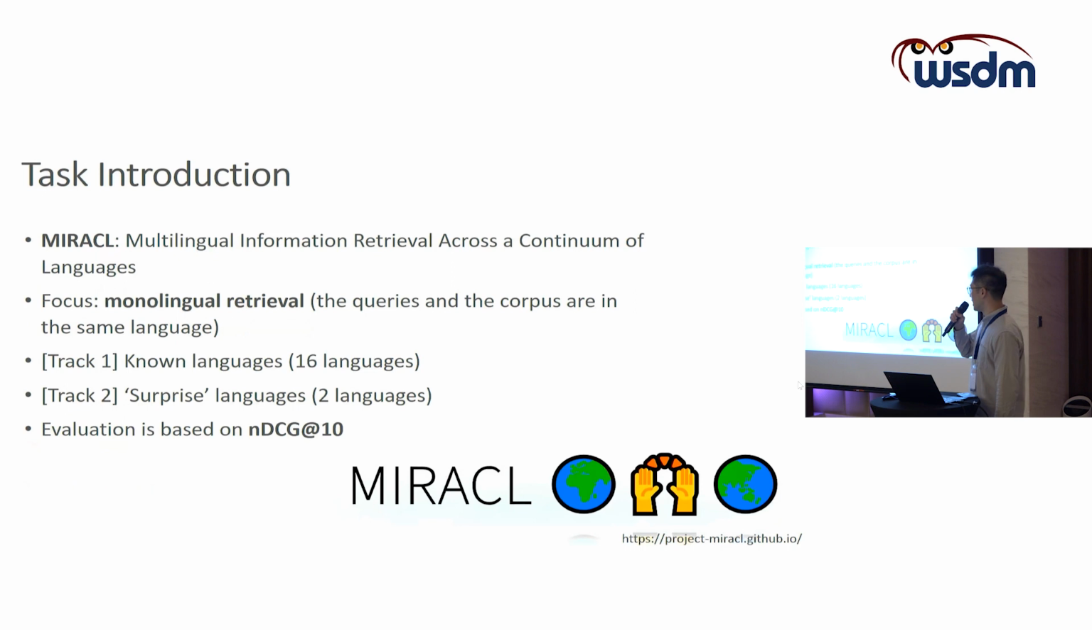This is a general task introduction. Miracle stands for Multilingual Information Retrieval Across a Continuum of Languages. This challenge is designed to evaluate the effectiveness of multilingual retrieval systems in 18 different languages. There are two tracks for the participants to compete in. Track one is for the known languages, and it is provided with training sets. Track two is the surprise language, for which no training set is provided.